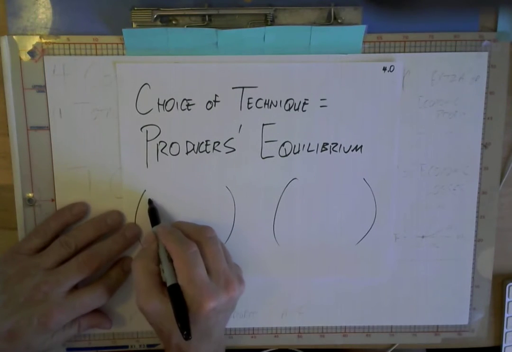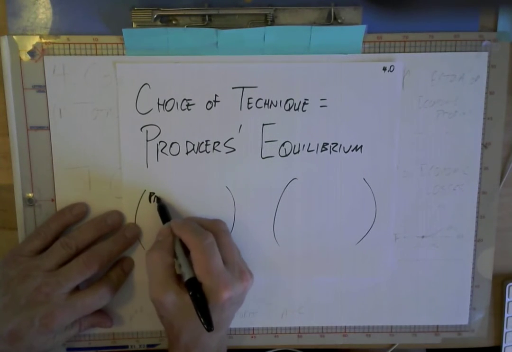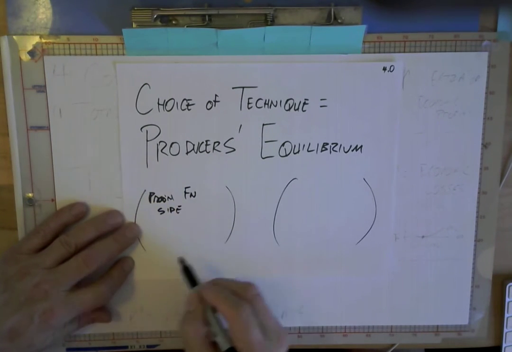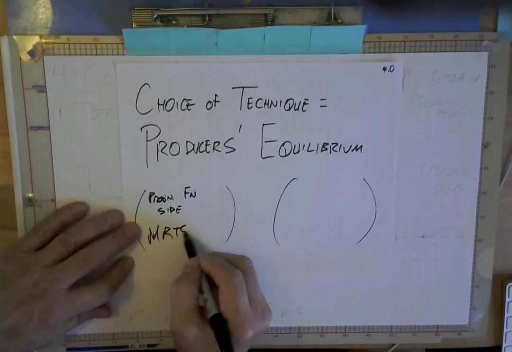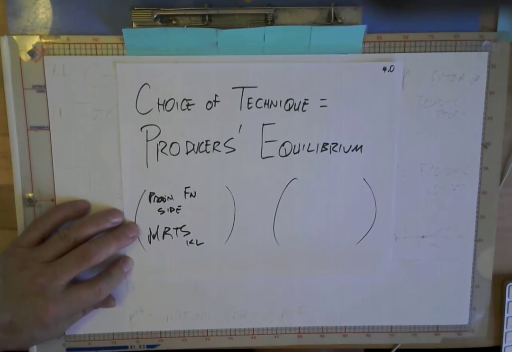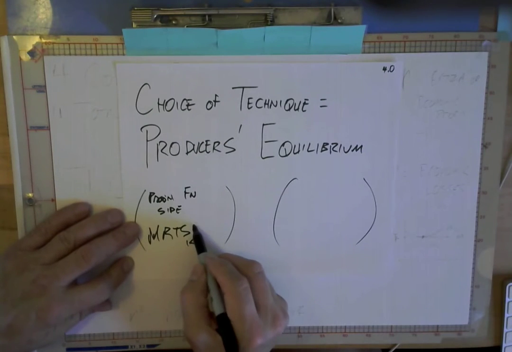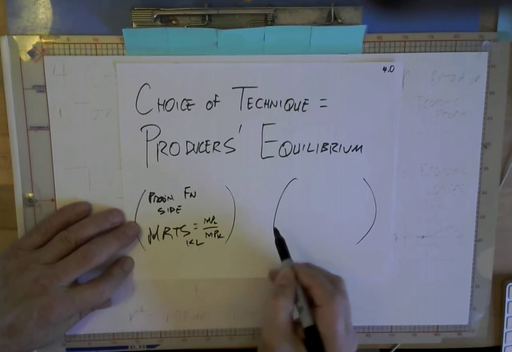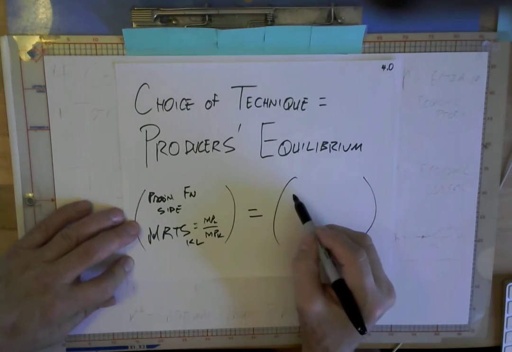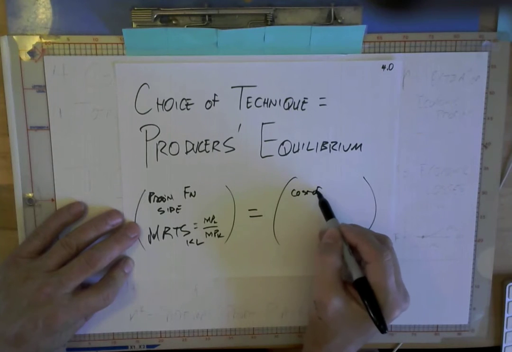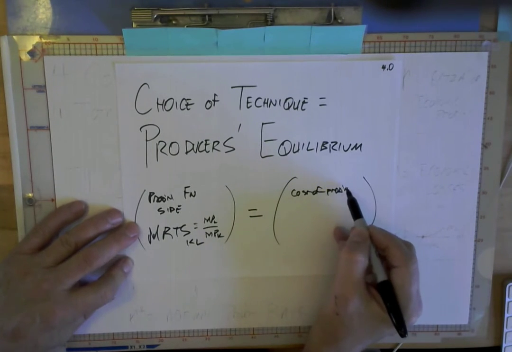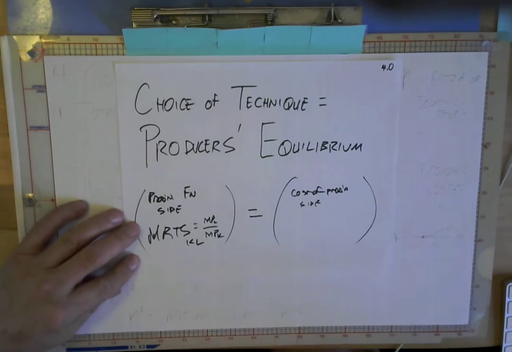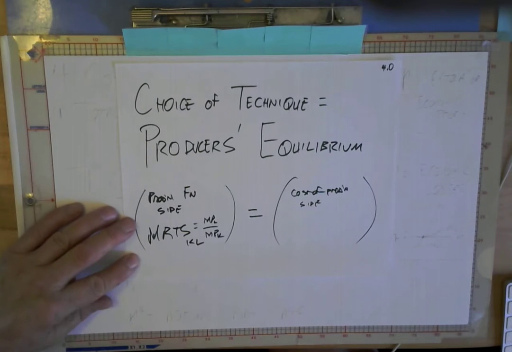The first one is the production function side, and this is what we were looking at in the last lesson. This is the marginal rate of technical substitution of capital for labor, which we know is equal to the ratio of marginal productivities, the marginal product of labor over the marginal product of capital. That's going to be equal to the cost of production side. This is what we're going to be developing in this and the subsequent videos, the cost of production side of this equilibrium.